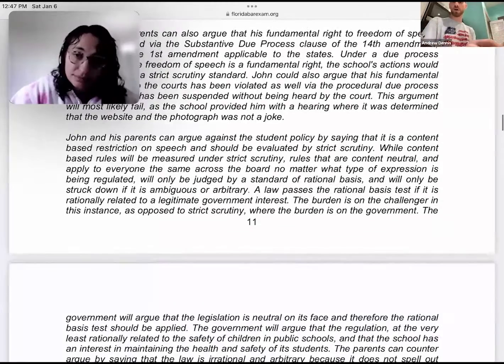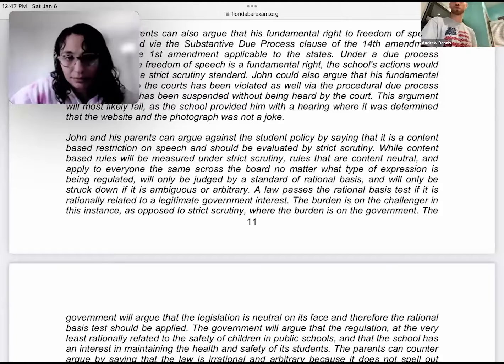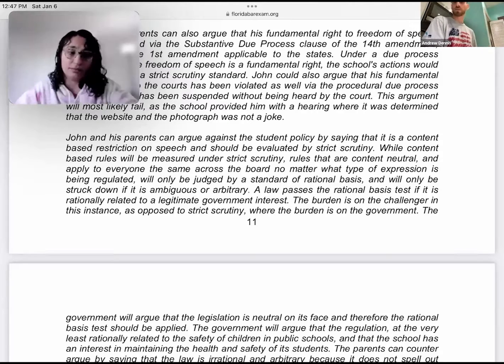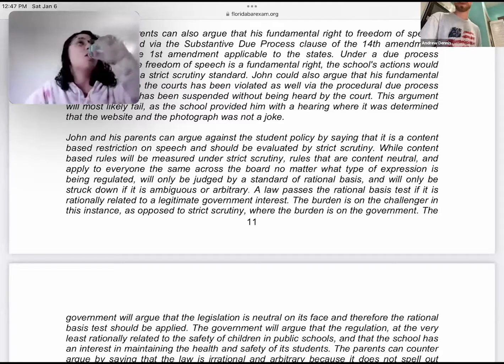John and his parents can argue that the student policy is a content-based restriction on speech and should be evaluated with strict scrutiny. While content-based rules will be measured under strict scrutiny, rules that are content neutral and apply to everyone across the board are subject to the standard of rational basis and will be struck down if ambiguous or arbitrary. A law passes the rational basis test if it is rationally related to a legitimate government interest.